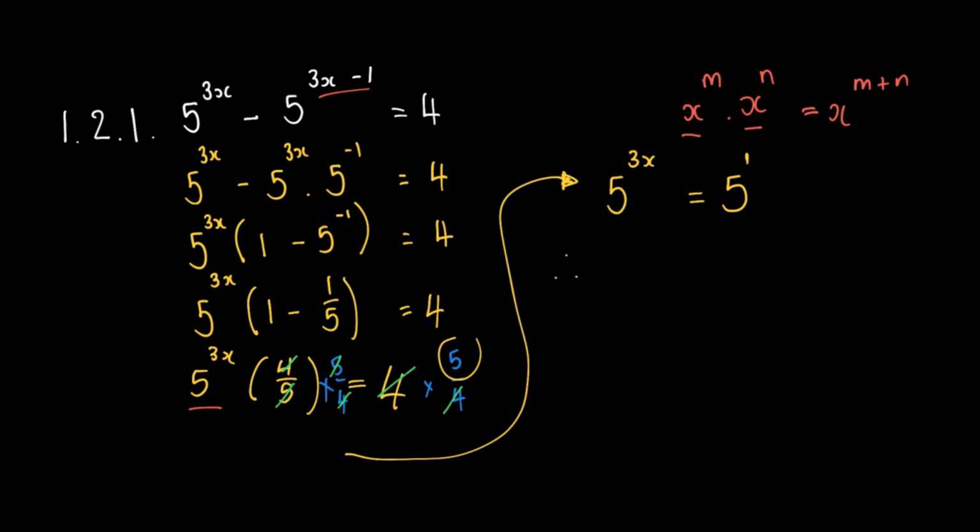Therefore, 3x is going to equal 1. And now I can solve for x. I can divide both sides by 3, divide over here by 3, and divide over here by 3. And x will then be equal to 1 over 3. And that's the answer we're looking for with 1.2.1.